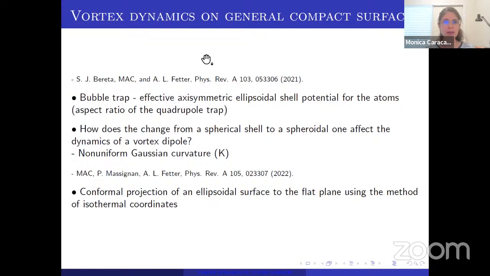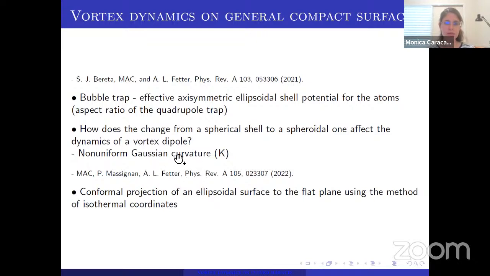In that work, in the end, I already told you that the global trap is not spherical, basically because of the spectrum the trap produces, and there is a necessity of going further than this. The question that appears is how does the change to a spheroidal shape affect the dynamics of the vortex dipole? You have to remember that when you go to spheroidal shapes, you don't have uniform Gaussian curvature anymore.